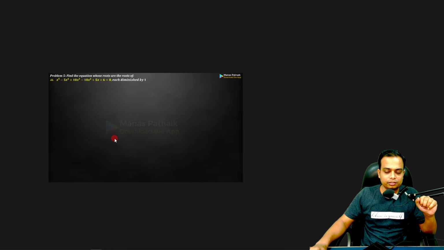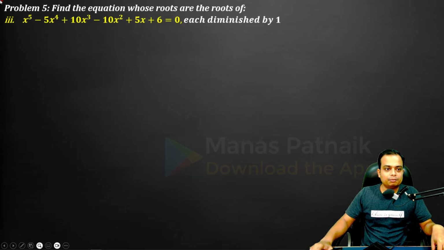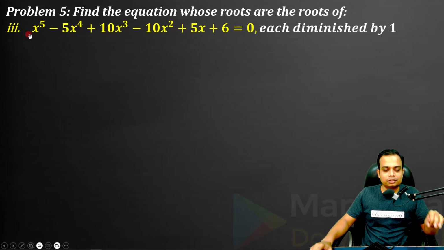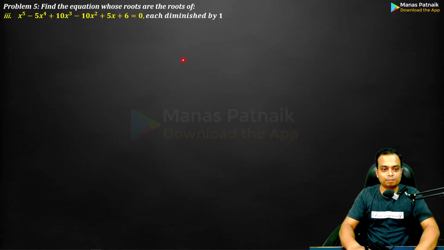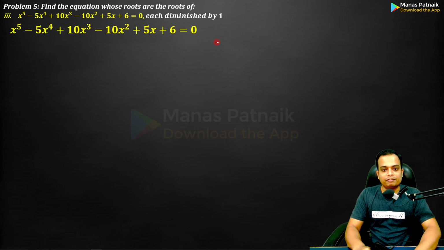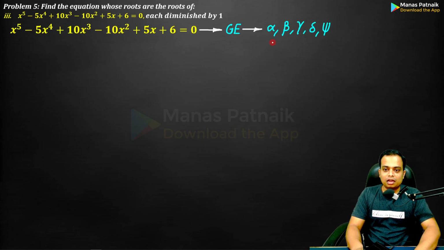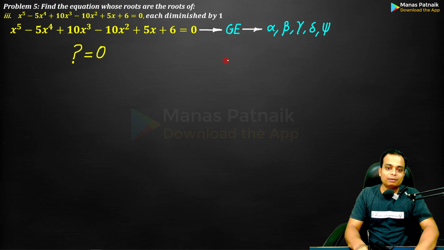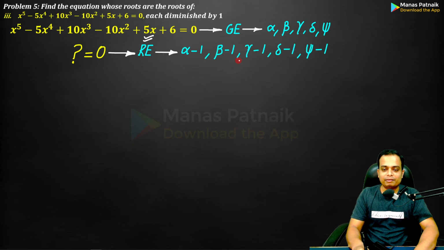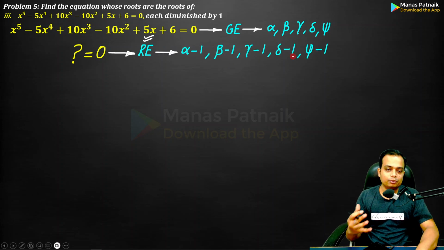Second part, let us take a look at this one. Very interesting one. Let me zoom in. This is a case. What kind of an equation is this? To the power 5. As many as 5 roots are there. So you need to frame a new equation. Let me explain the problem. This is our given equation whose roots are alpha, beta, gamma, delta, psi. We need to frame a new equation. This is going to be our required equation where the roots are alpha minus 1, beta minus 1 and so on. How are you going to approach this case?